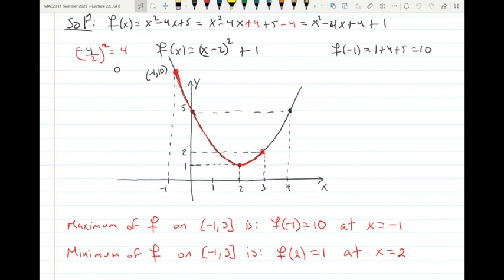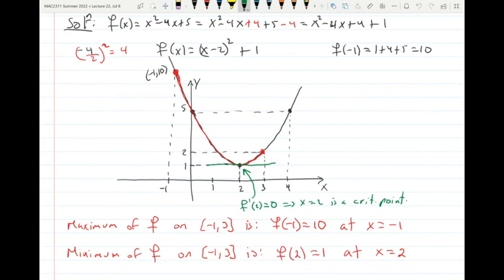Notice that at x equals 2, we have a horizontal tangent line, right? So here we have a horizontal tangent line. That means that f prime of 2 is equal to 0. So that means x equals 2 is a critical point. So the moral of the story here is that maximums and minimums on a closed interval may show up inside the interval or at the endpoints. But when they show up inside the interval, if they are a maximum or a minimum, then they are actually a relative maximum or minimum, and therefore they have to be a critical point.